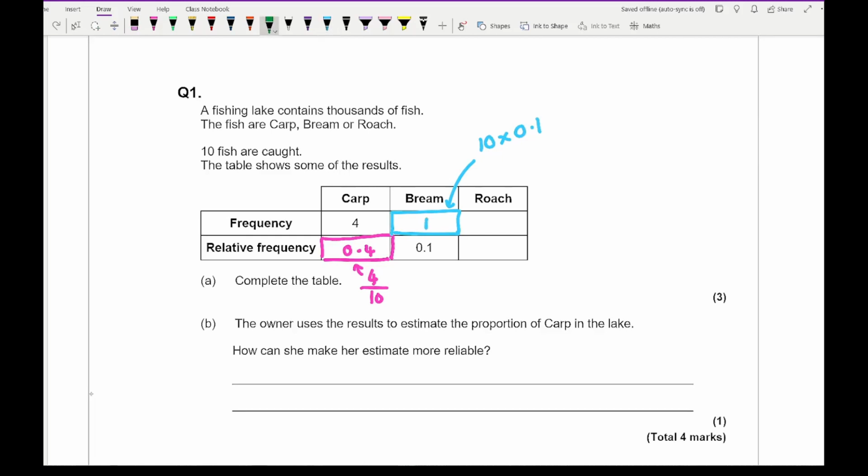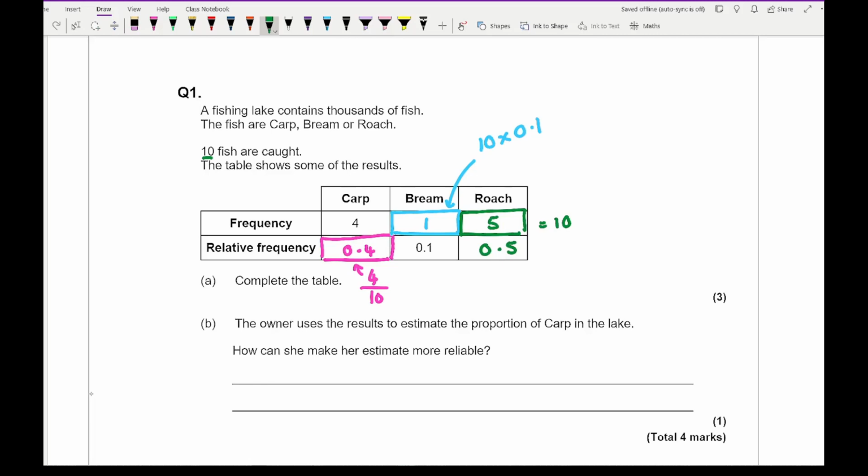And then if I work out for this box, well, all of those need to add up to 10, because there are 10 fish. So this therefore is going to be equal to 5, and that therefore means that this relative frequency is going to be 5 divided by 10, which is 0.5.